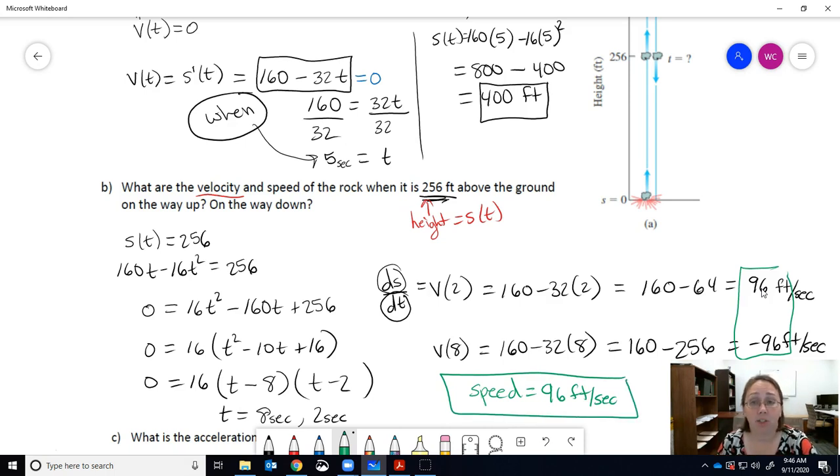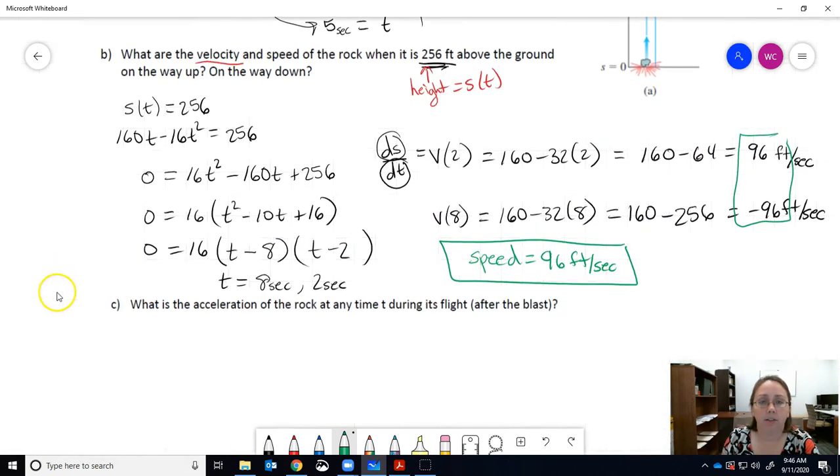So gravity is really cool. In terms of an object going up and down, it has the same speed going up as it does coming down at the respective heights. So that's a really cool fact. All right, we answered that one.